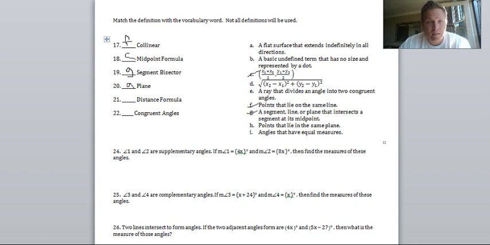The distance formula is definitely D. And congruent angles is a ray that divides an angle into two congruent angles, angles that have equal measures. Looks like it's going to be I. I right there would be. So matching by key terms, make sure if you don't know those, you have those. Collinear, same line. Plane, we've talked about a plane before. Congruent angles means they're same. Midpoint means the middle, and you have a couple formulas.